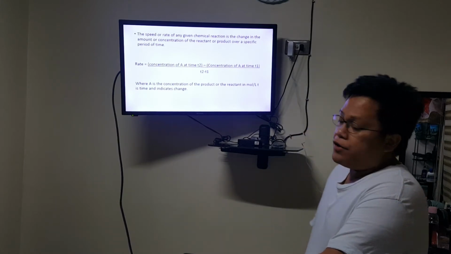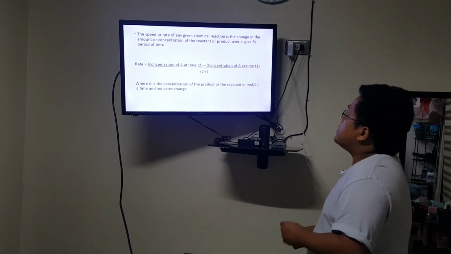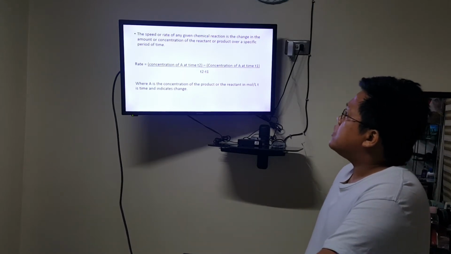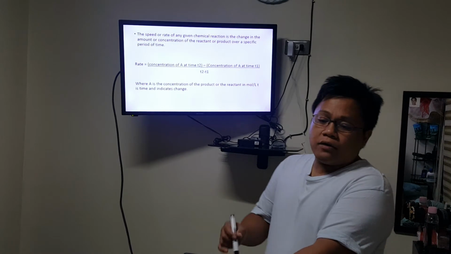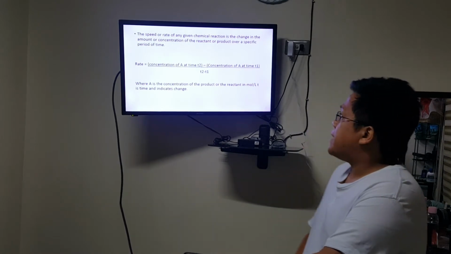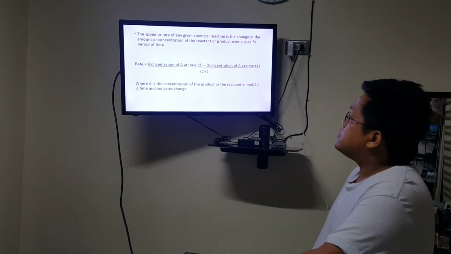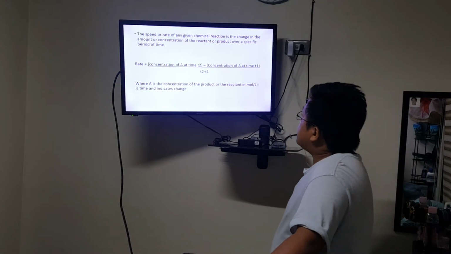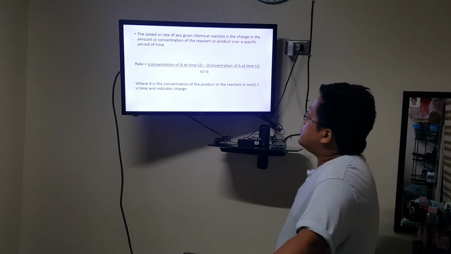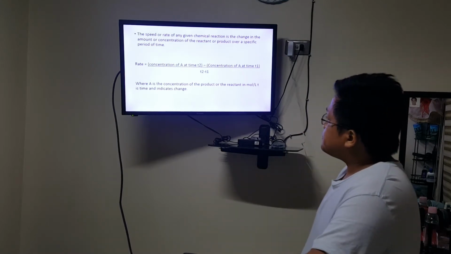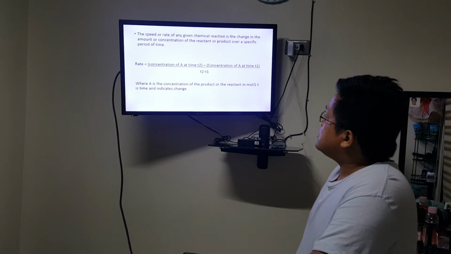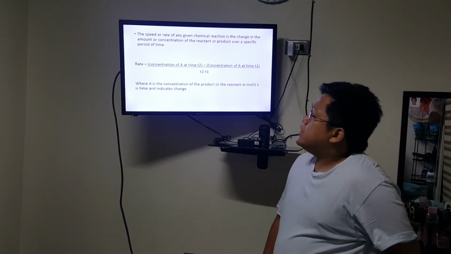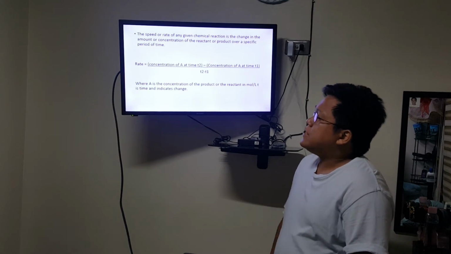The speed or rate of any given chemical reaction is the change in the amount or concentration of the reactant or product over a specific period of time. So the rate is equivalent to the concentration of A at time 2 minus the concentration of A at time 1, over time 2 minus time 1, where A is the concentration of the product or the reactant in mol per liter, t is time, and Δ indicates change.